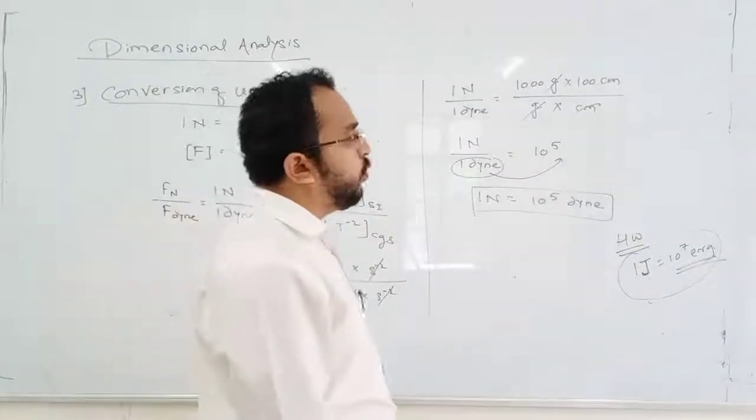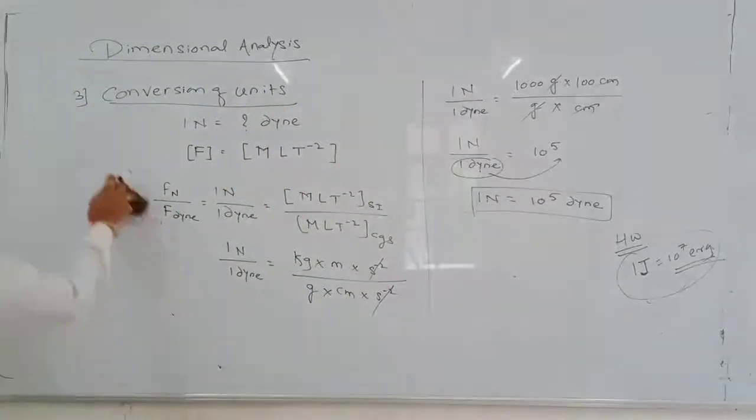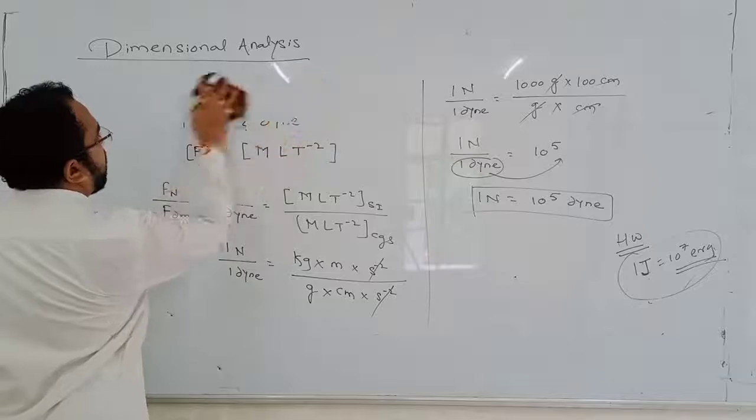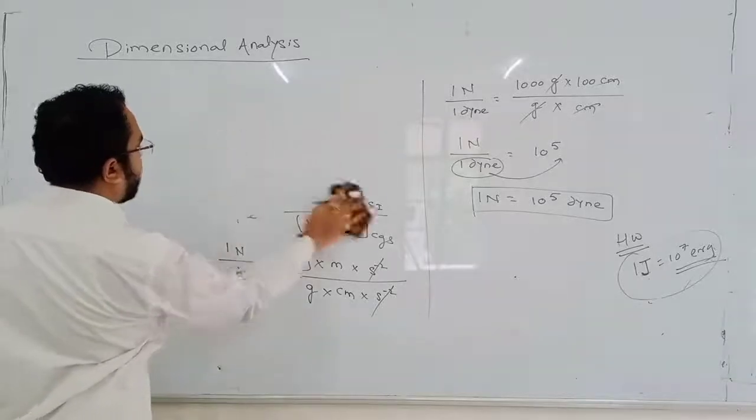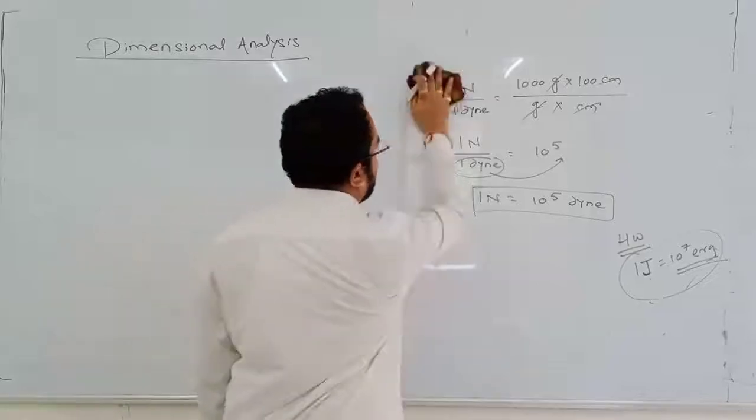First homework I have given you, v square is equal to u square plus 2as. Then you have to check whether the equation is homogeneous or not. Okay, so this is dimensional analysis.